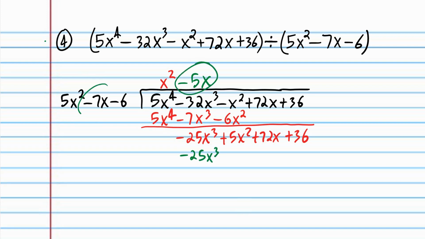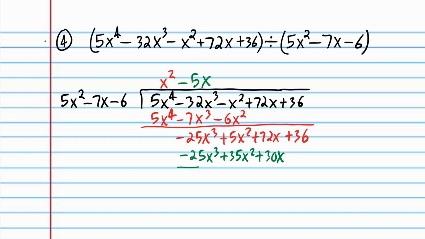Negative 5x times negative 7x is positive 35x squared. And negative 5x times negative 6 is positive 30x. That was step number 2.